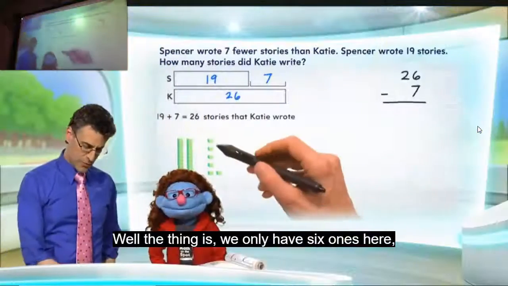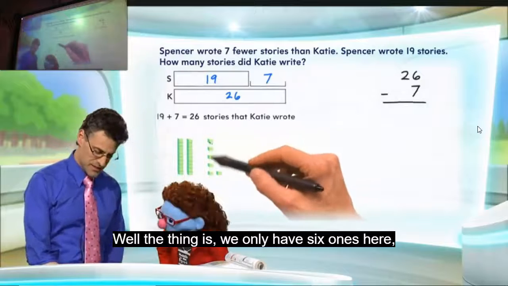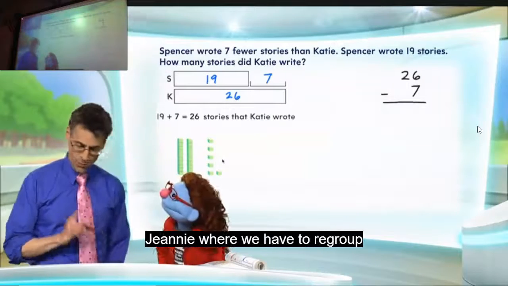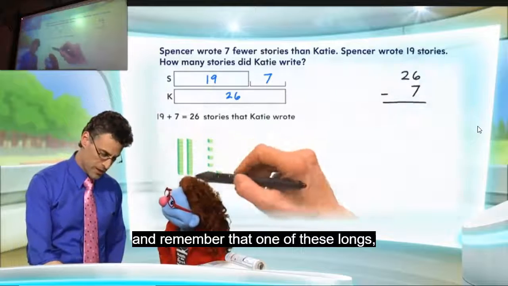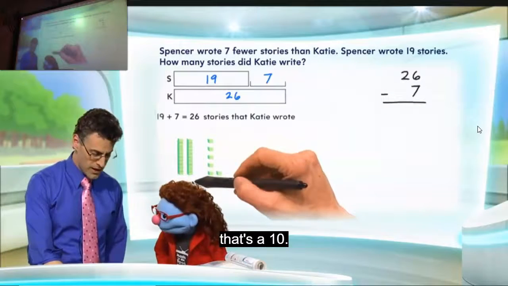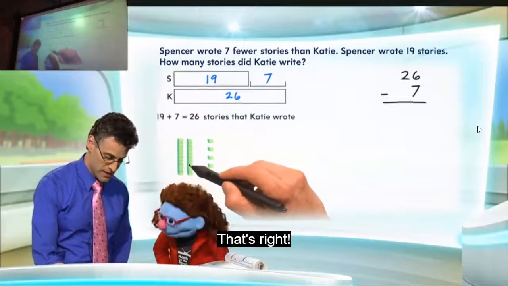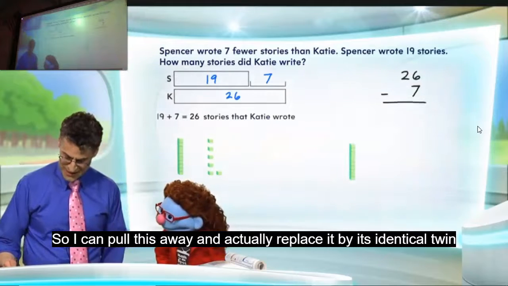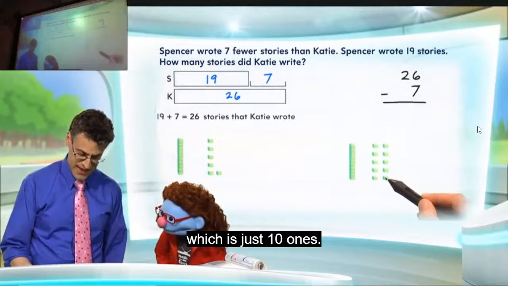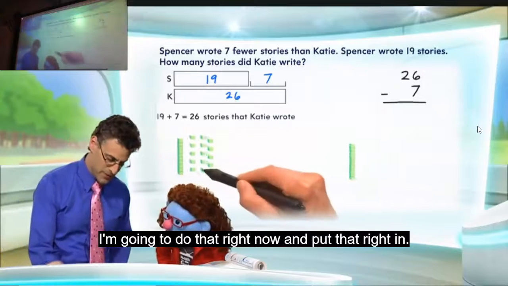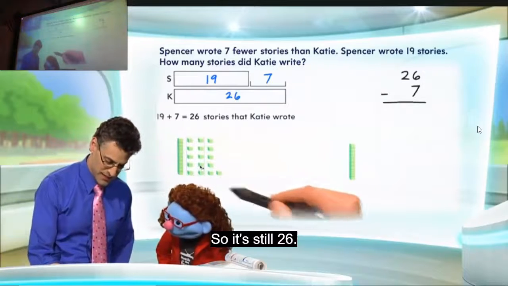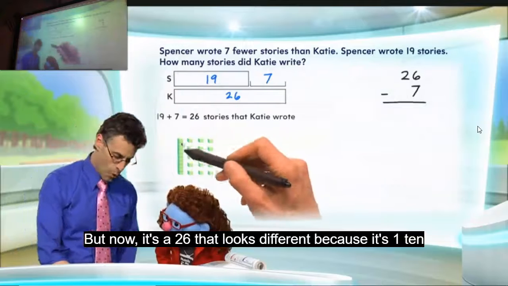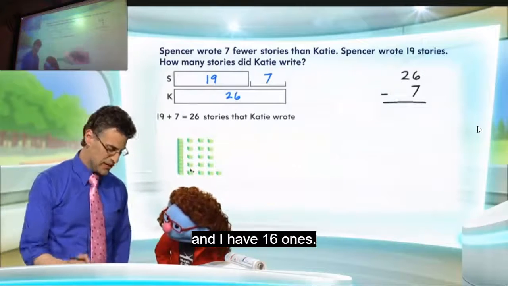Okay, well the thing is, we only have 6 ones here, so we can't take away 7 ones. So this is an example, Jeannie, where we have to regroup. And remember that one of these longs, that's a 10. 1 10 is equal to 10 ones. That's right. So I can pull this away and actually replace it by its identical twin, which is just 10 ones. And I'm going to do that right now, put that right in. So it's still 26. But now it's 26 that looks different because it's 1 10 and I have 16 ones.